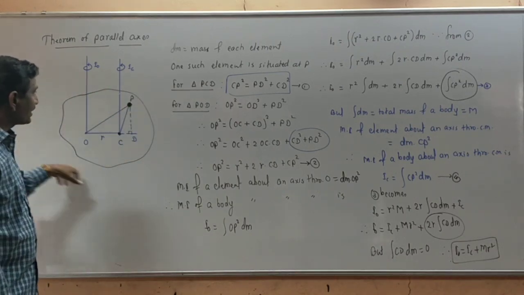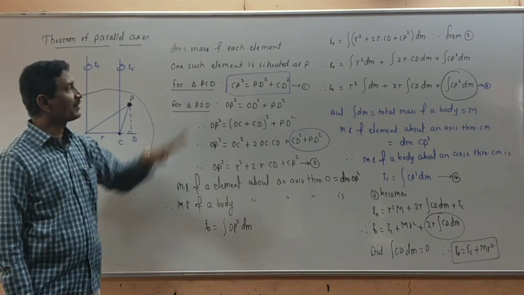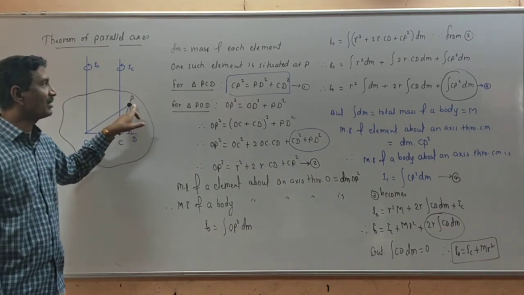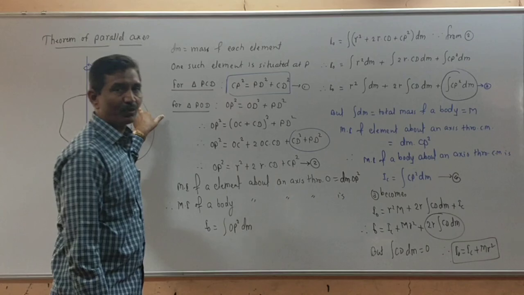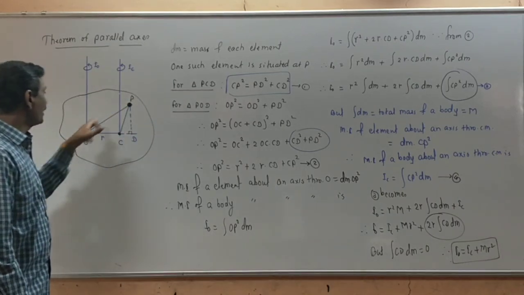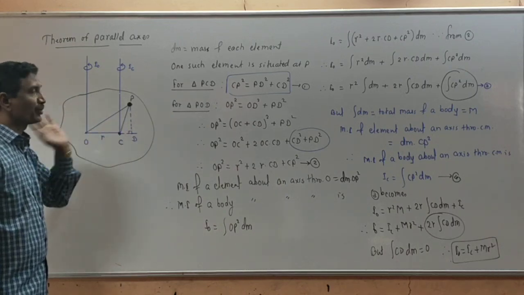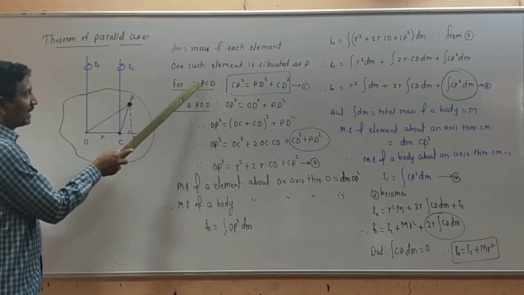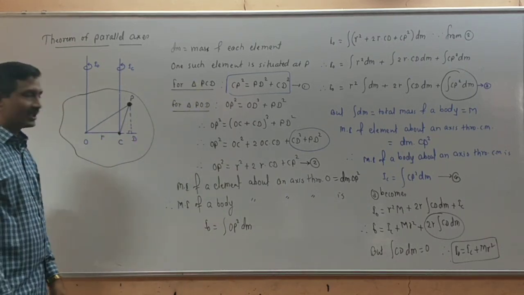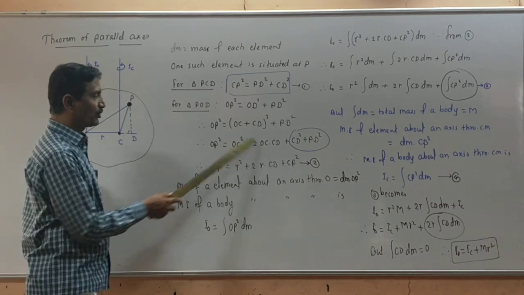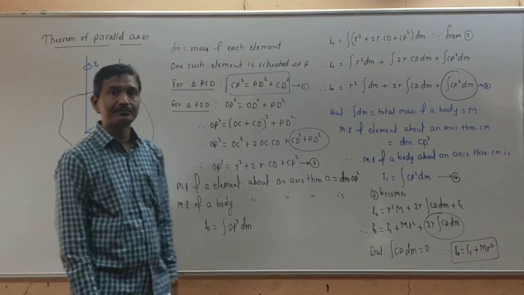We assume that this rigid body is made up of large number of small identical elements, each of mass dm. Consider one such element of mass dm situated at point P. Draw the segment OP, CP and third one, draw segment PD perpendicular to OC produced. Apply the Pythagoras theorem for the two right angle triangles, then here replace OD by OC plus CD and expand it and put OC is equal to R. We get equation number 2.